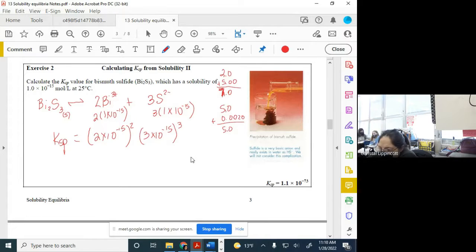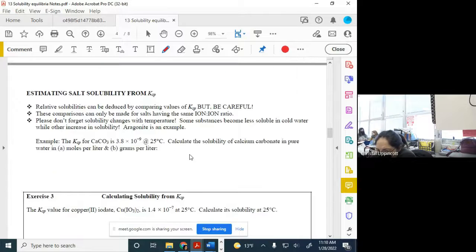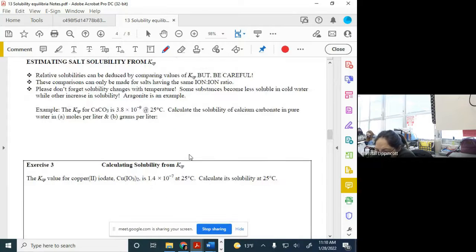Okay, so then we're talking about sig figs. All right, so now we're going back the other direction. Now we're going to be given Ksp values, and we've got to figure out the solubility from that. So this is essentially the reverse of what we were doing before.